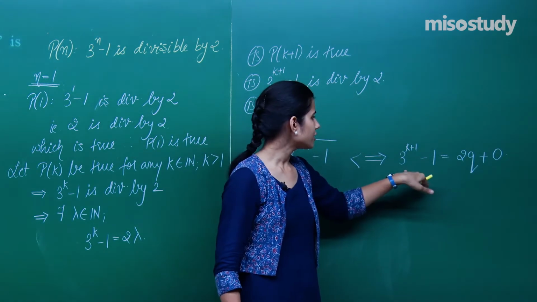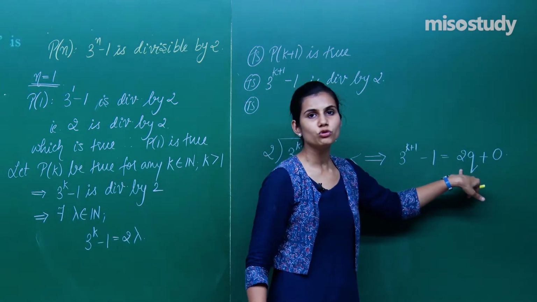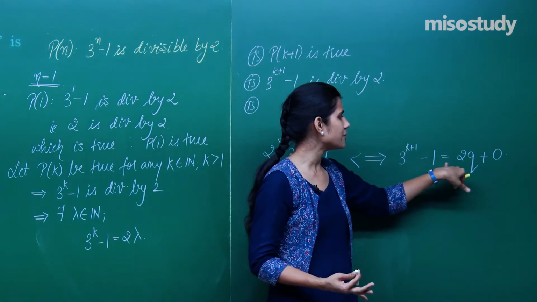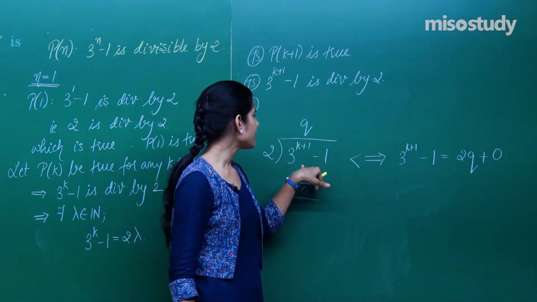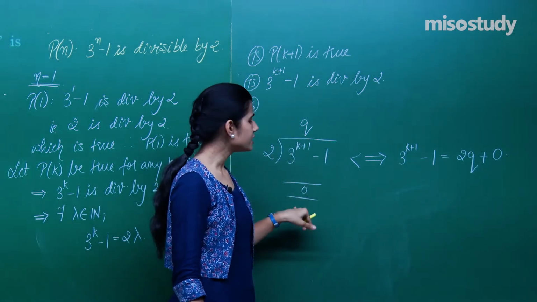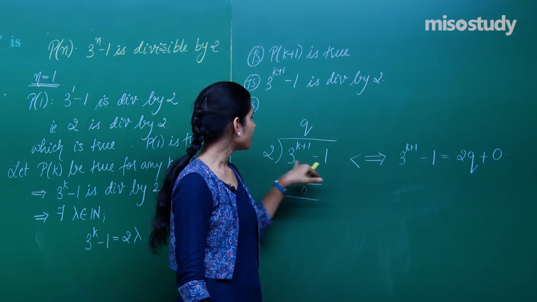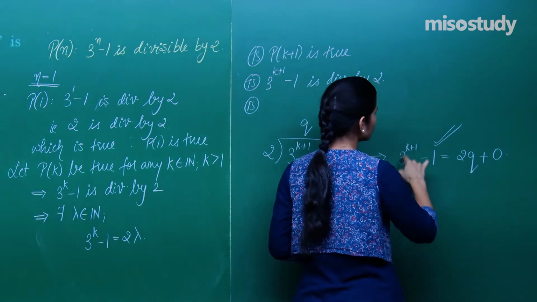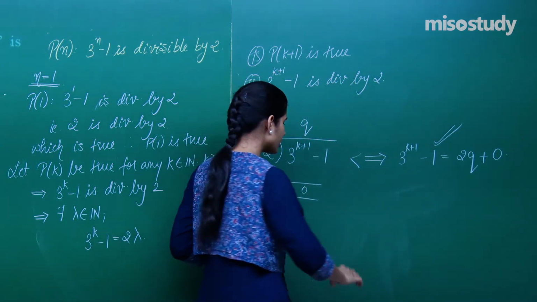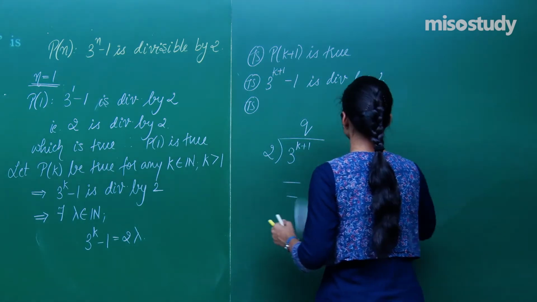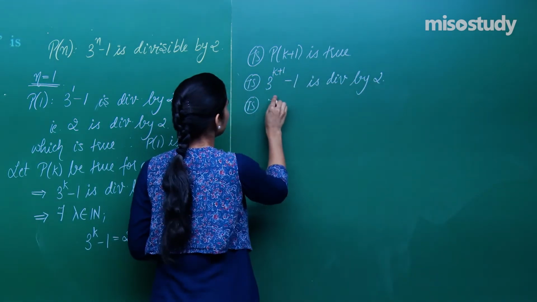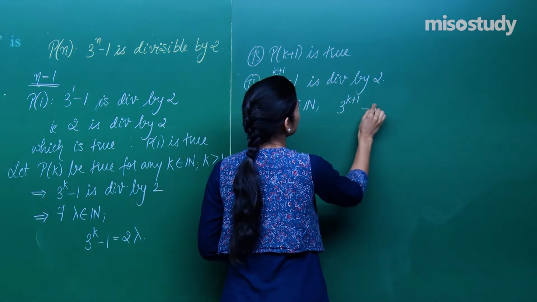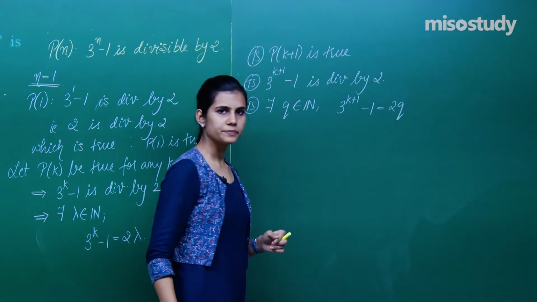So we have to basically show that 3 to the power k plus 1 minus 1 can be written as 2q for some q natural number. If such a q natural number exists for which 3 to the power k plus 1 minus 1 can be written as 2q, this would mean that when 3 to the power k plus 1 minus 1 is divided by 2, q is the quotient, 0 is the remainder, which would mean 3 to the power k plus 1 minus 1 is divisible by 2. So showing this is our target, to make some q exist such that 3 to the power k plus 1 minus 1 can be written as 2q, where q is some natural number.